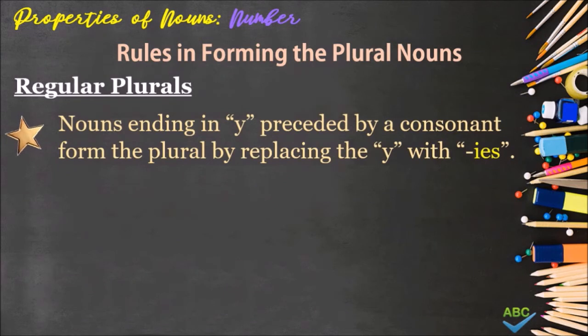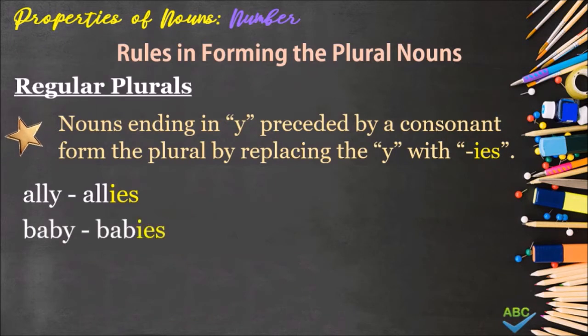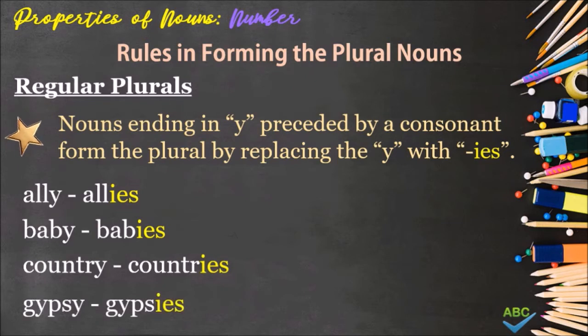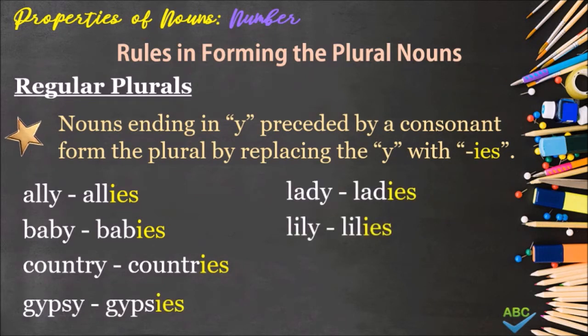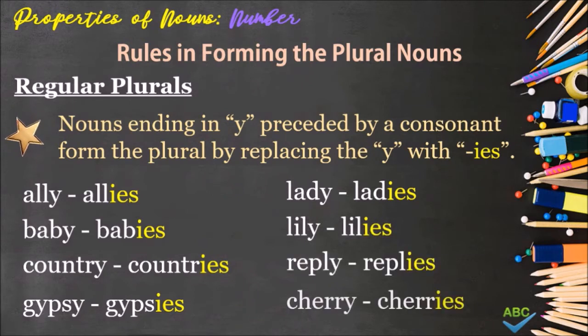Nouns ending in Y preceded by a consonant form the plural by replacing the Y with IES. For example, ally, allies. Baby, babies. Country, countries. Gypsy, gypsies. Lady, ladies. Lily, lilies. Reply, replies. Cherry, cherries.